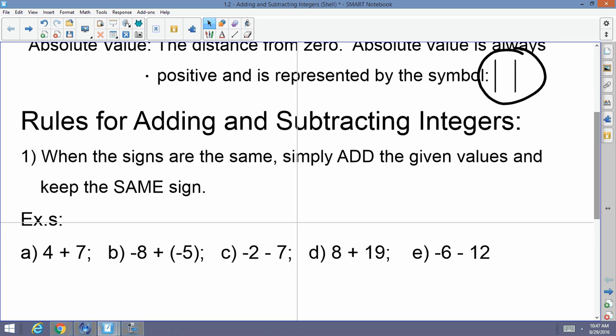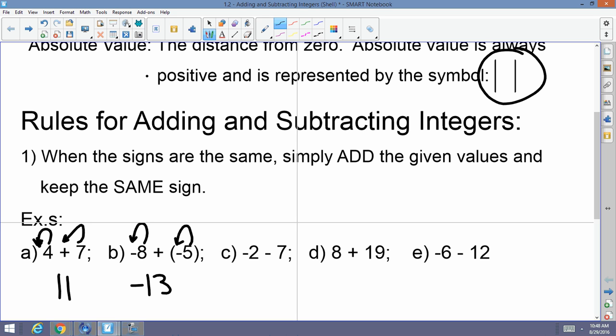I've got 4 plus 7. Whenever I'm doing this, I quickly ask myself, what is the sign of each number? The sign of 4, well, there's nothing in front of it, so that means it's positive. So I've got a positive 4. What's the sign of 7? It's positive. When the signs are the same, you add and keep the sign. Done. Now for B, what's the sign of the 8? What's the sign of the 5? When the signs are the same, you add and keep the sign. So that'd be negative 13.